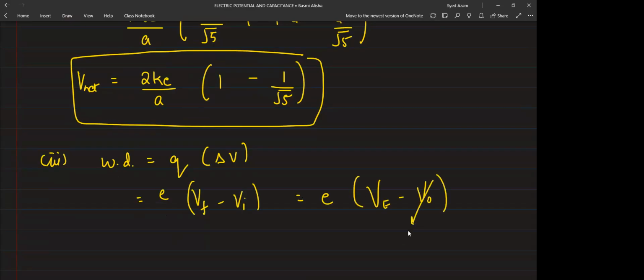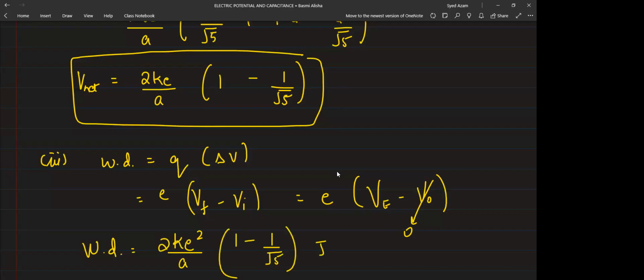So at point O, our net potential was 0. So our answer will be, this work done will be E multiplied by this whole term. So that will be 2KE square by A times (1 minus 1 by root 5) joules. This is this much in volts. This is the work done.